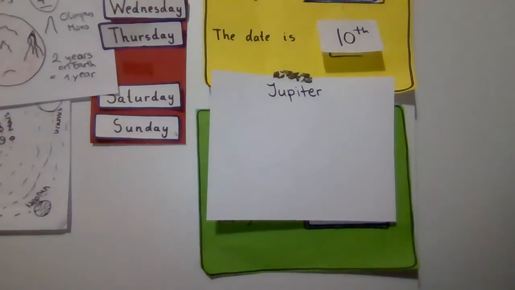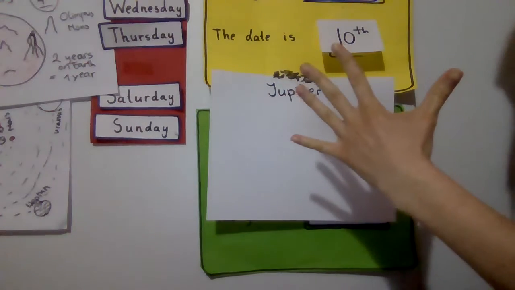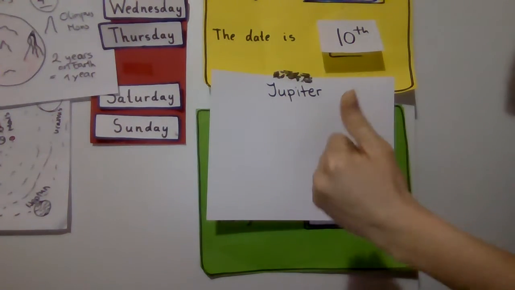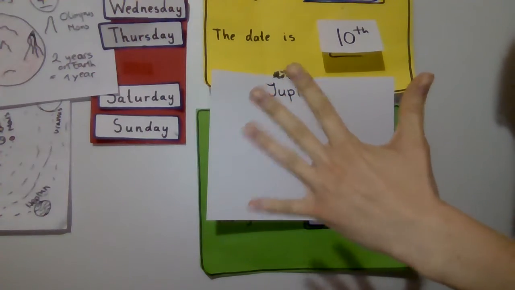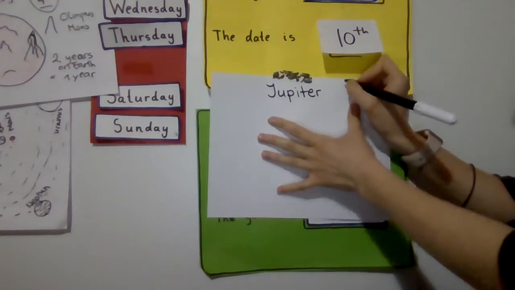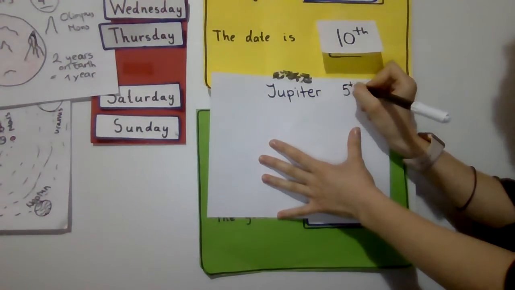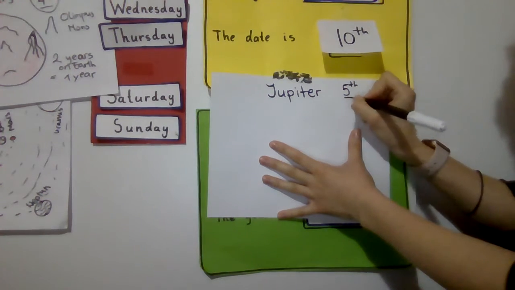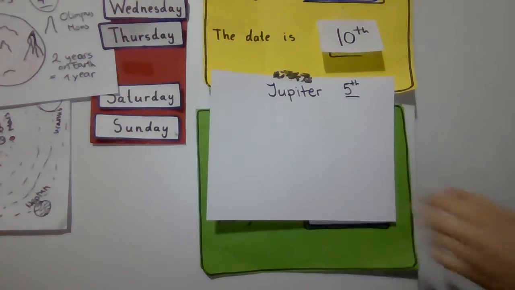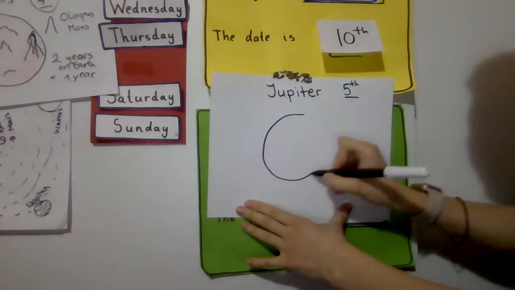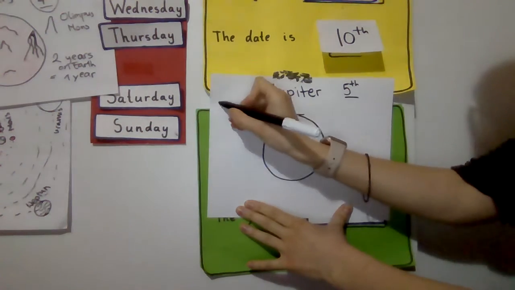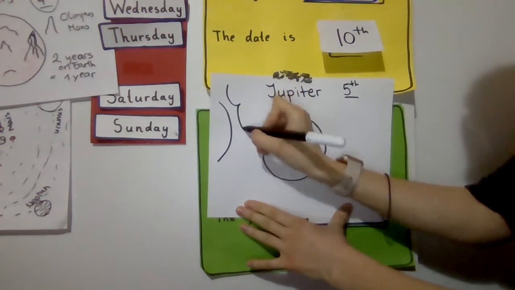Jupiter is number 5 from the sun, right? Number 5, it comes Mercury, Venus, Earth, Mars, and then Jupiter. So I'm going to write 5th from the sun, number 5 from the sun, and we're going to start by doing the same that we did for the other 4 before this, by drawing a huge circle. And then I'm going to put sun here as well.